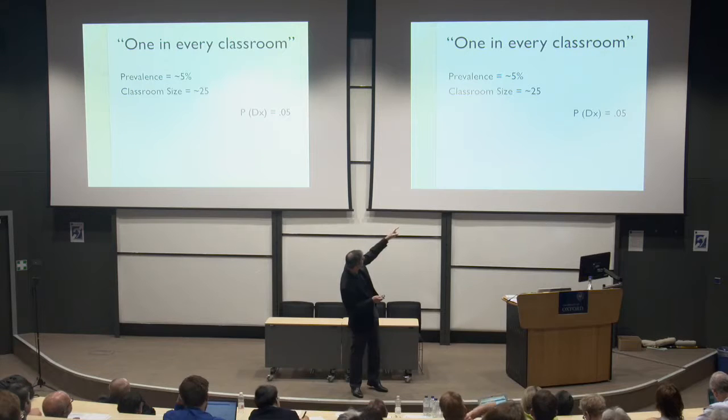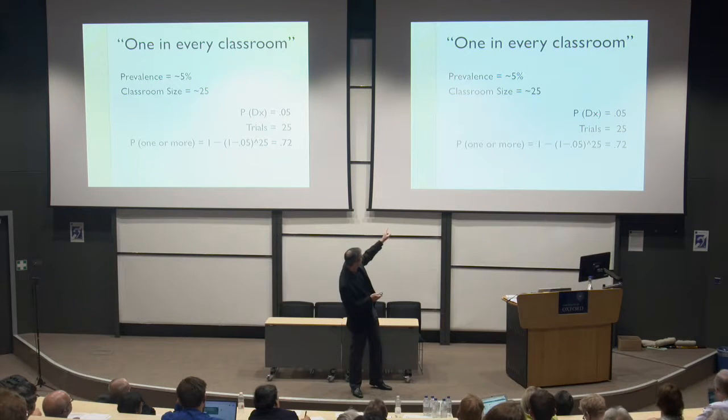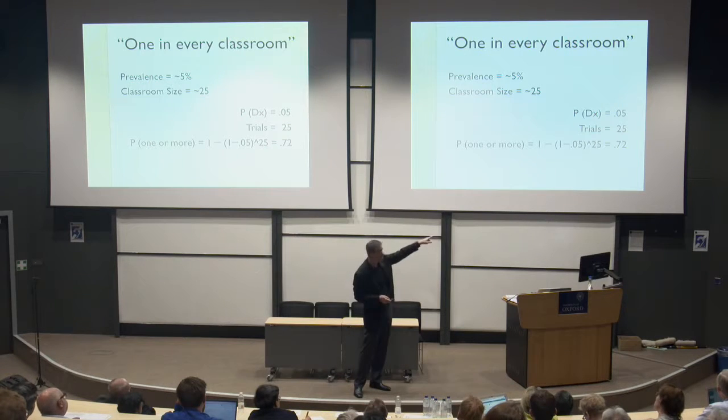In every classroom. But the thing is, if they're randomly distributed, there might be more than one in some classrooms and none in others, and it's a very basic probability question. If the prevalence is 5% and the classroom size is 25, the probability of a diagnosis is 1 out of 20. There are 25 trials, but the probability that there's one or more in a classroom is only 72%, because a lot of them are going to have none. And so 28% of classrooms do not have a kid with ADHD.